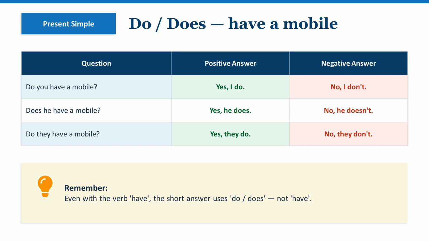Again, we do not say yes, I have, or no, I haven't, for short answers with do or does questions. We always use do, does, don't, or doesn't. This is a common mistake that learners make, so please remember this rule.